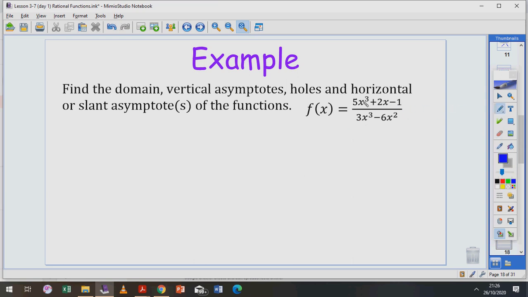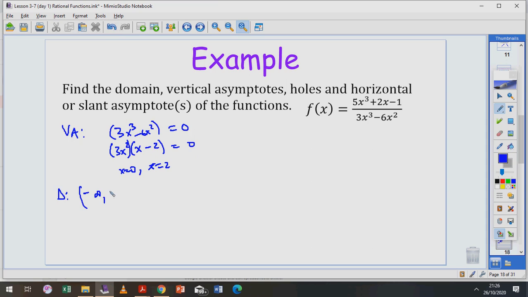You can use what we learned yesterday, remainder theorem, long division, synthetic division, to try and divide this, but I'm not going to go into that. I'm just going to assume that it's not factorable because I don't see any clear factors. So I was safe to go this way. Going back to this, the domain is going to be all real values, negative infinity up to 0, union 0 up to 2, union 2 up to positive infinity.